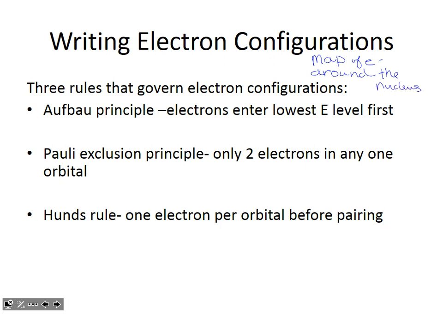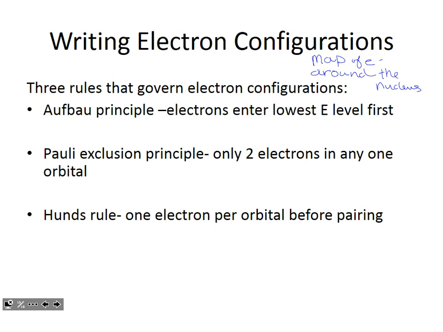I'm not real big on knowing who is associated with what, but this is in the curriculum, so I'll provide that for you. So Aufbau says electrons will enter the lowest energy level first, which makes sense. Electron clouds at the lower energy levels are closer to the nucleus of the atom, and there's a force of attraction between the negative electron and the positive protons in the nucleus of the atom. The Pauli exclusion principle is based on spin, only two electrons in any one orbital.